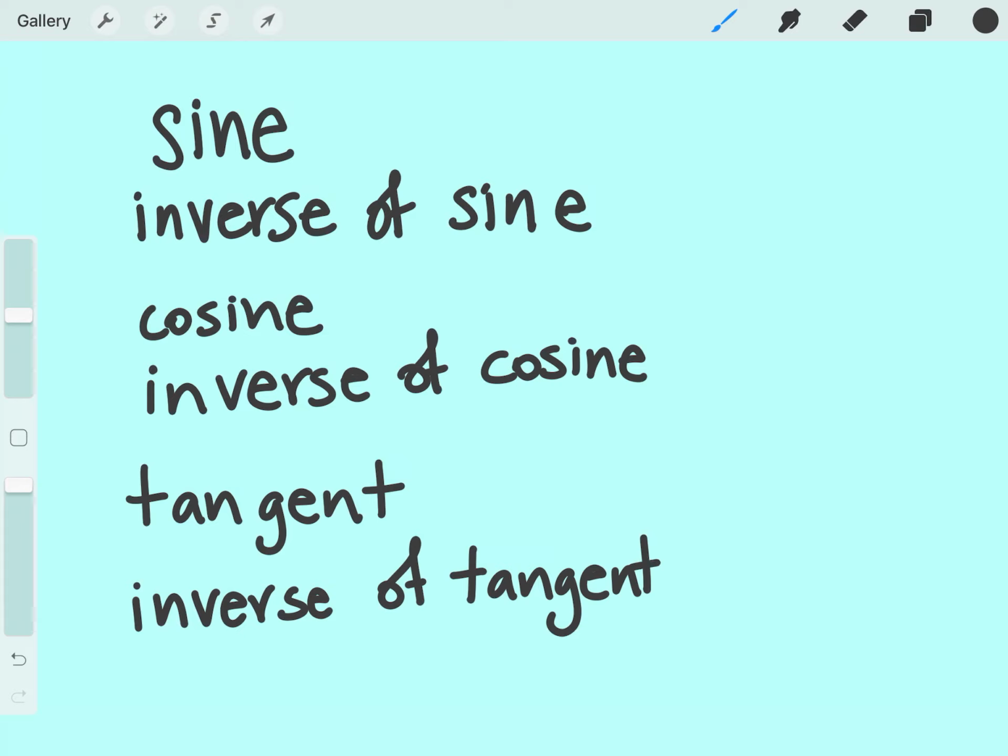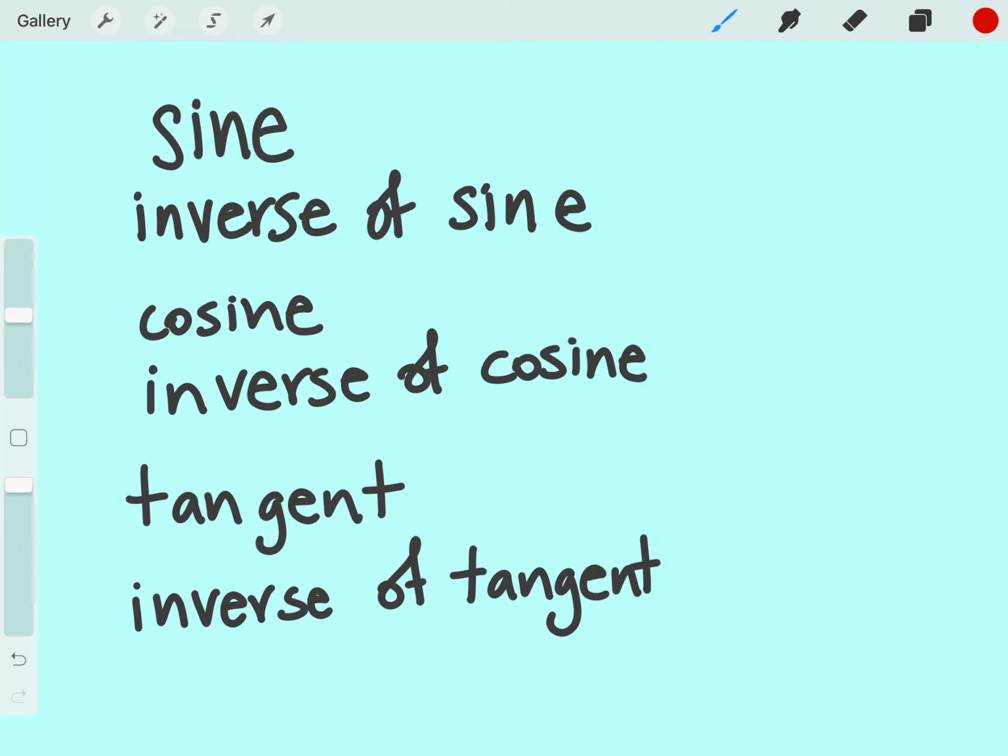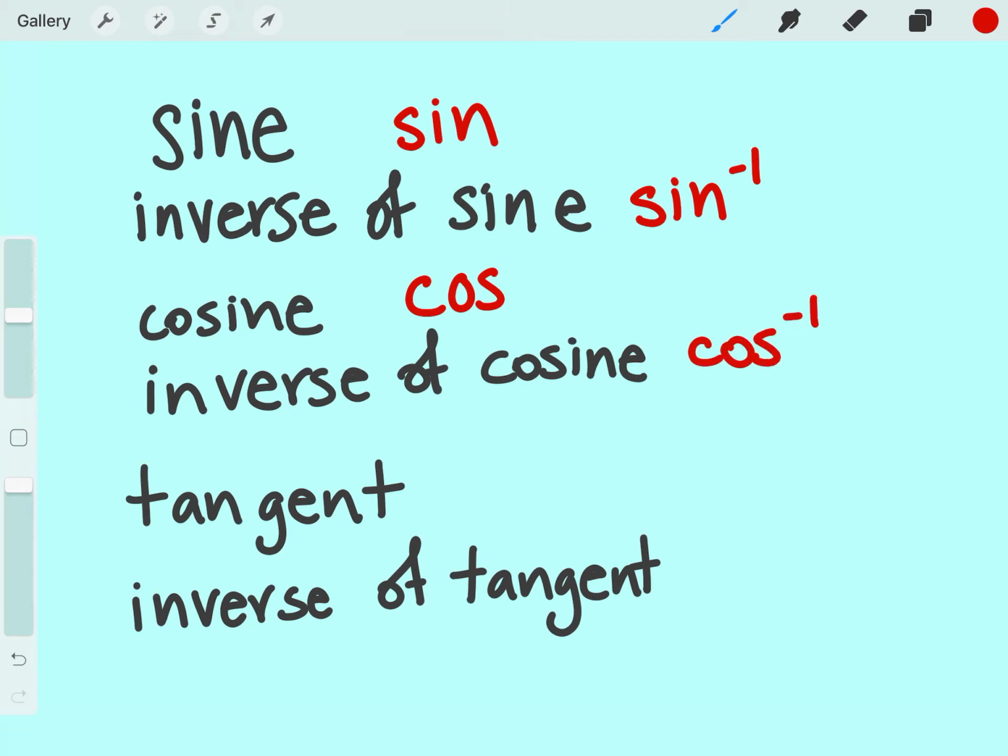And each of these on a calculator have a shortcut name. So instead of being called sine, S-I-N-E, I'll write this in a different color, let's go with red. So sine is going to actually be on a calculator just S-I-N. The inverse of sine is going to be S-I-N to the power of -1. Cosine is going to be shortened to just C-O-S. That's short for cosine. The inverse of cosine is going to be C-O-S to the power of -1.